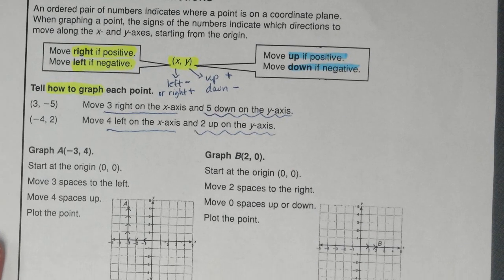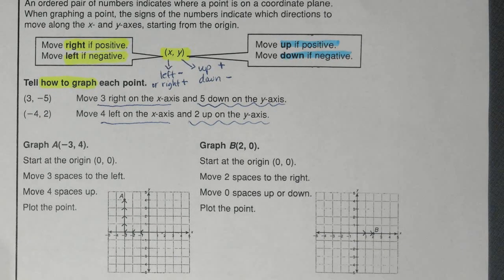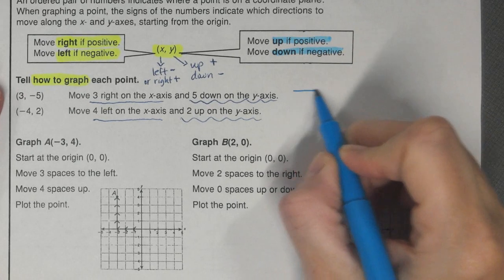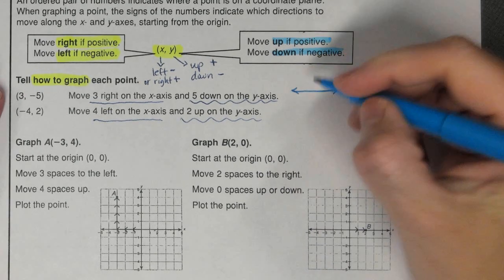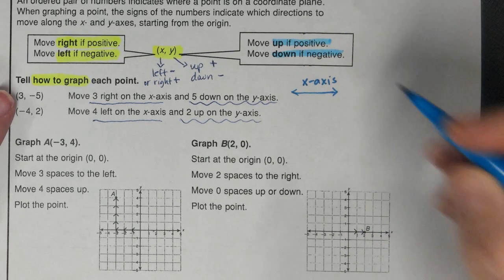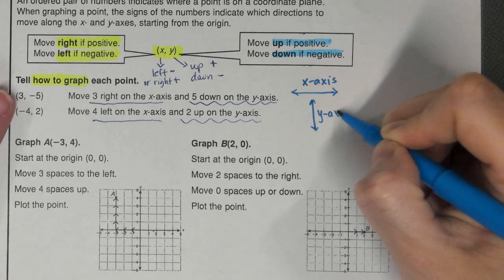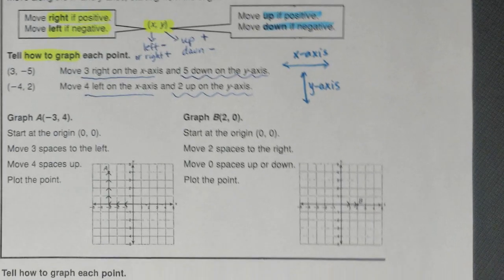Do you guys remember which axis is the x-axis? Is it the horizontal line or the vertical line for X? Yep, X is going to be horizontal. So let's just write a little reminder. This is the x-axis. It goes straight across. And then the y-axis is what we call vertical, so the up and down.